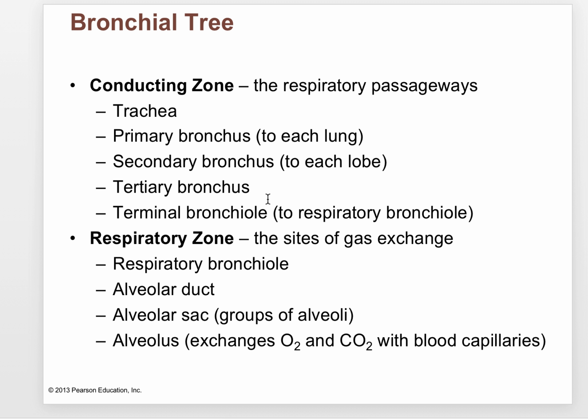The bronchial tree is basically the respiratory passages throughout the lungs, divided into two sections. There's the conducting zone and the respiratory zone. The conducting zone consists of the trachea, the primary bronchus, which goes to each lung, the secondary bronchus, which goes to each lobe, the tertiary bronchus, and terminal bronchioles. Each of these levels divides and gets smaller and smaller. And then they get to the site of gas exchange, that's the respiratory zone. And that's made of the respiratory bronchioles, the alveolar duct, the alveolar sac, and the alveoli themselves.